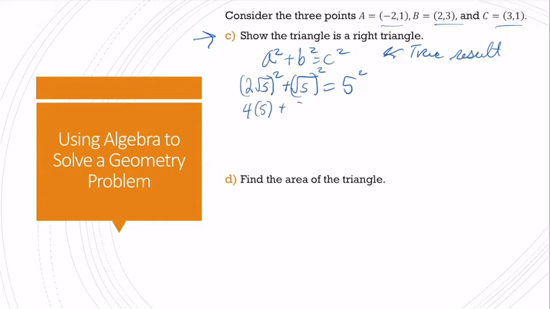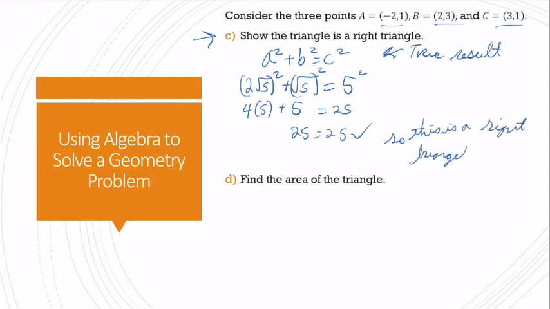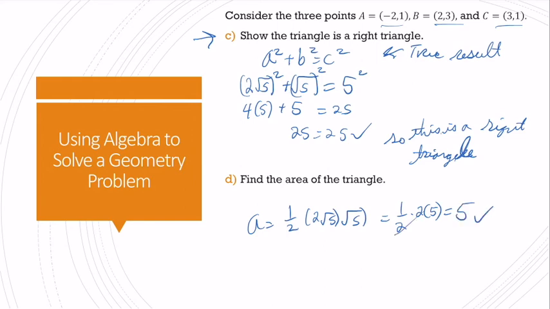This is going to give me 4 times 5 plus 5, which is 25. I get 25 equals 25, which is a true statement. So this is a right triangle. Now that I know this is a right triangle, I can find the area of the triangle. My base and my height are just going to be my legs that aren't the hypotenuse. So I have 1/2 times 2 square root of 5 times the square root of 5, that's 1/2 of 2 times 5, which is 1/2 of 10, which is just 5. So our area is 5 square units, because I don't know what the units are.